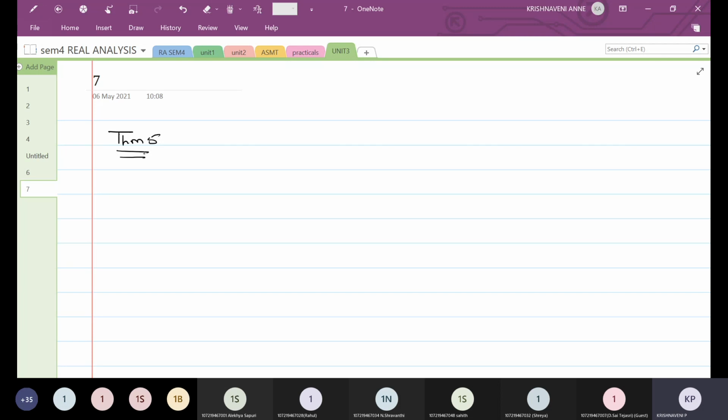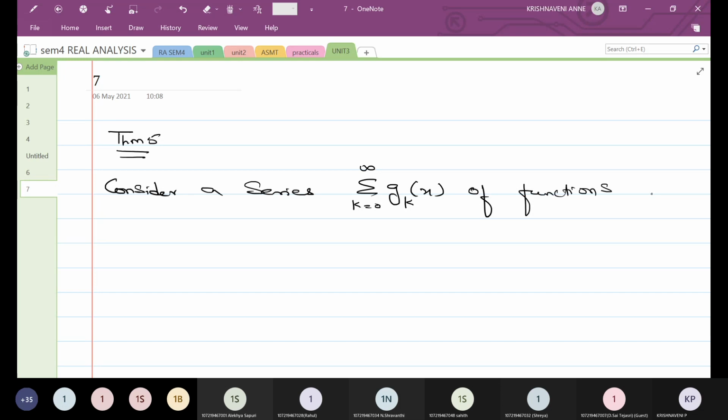Write down this statement. Consider a series summation k equal to 0 to infinity gk of x, a series of functions on a set S contained in R.